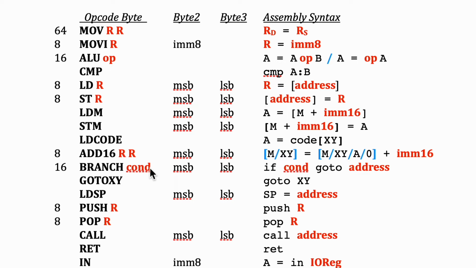One of the conditions is always true, so an unconditional goto, or just a jump instruction, if you will, is a special case of the conditional branch instruction.